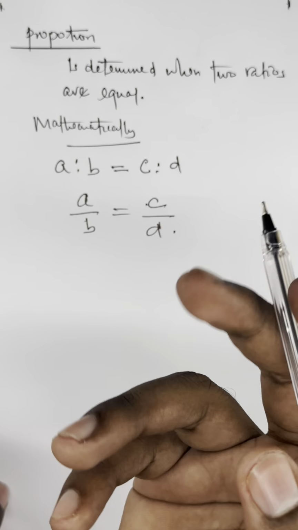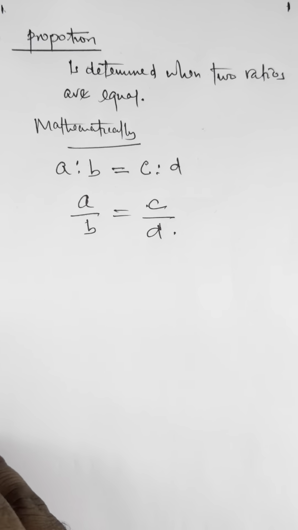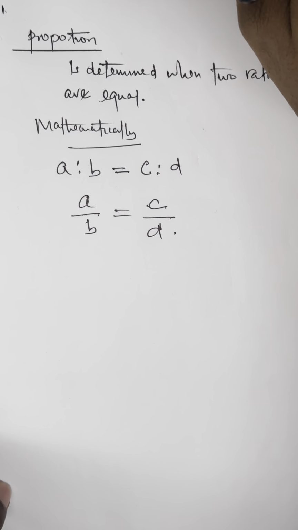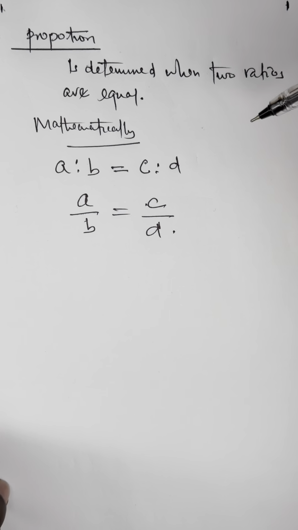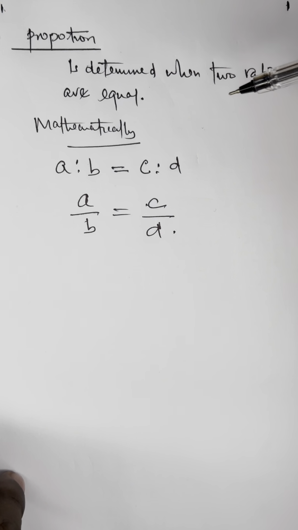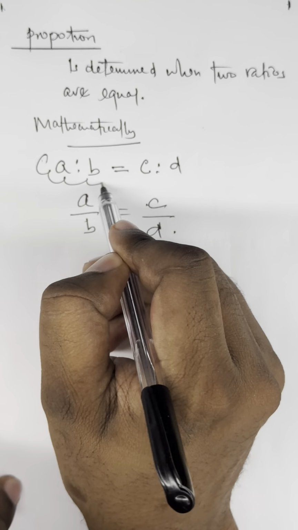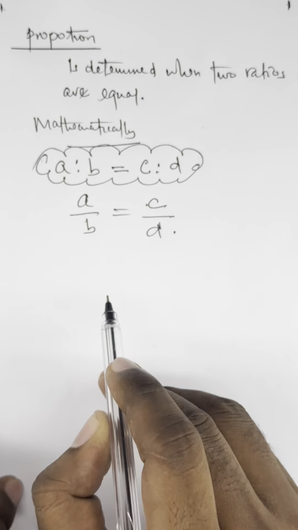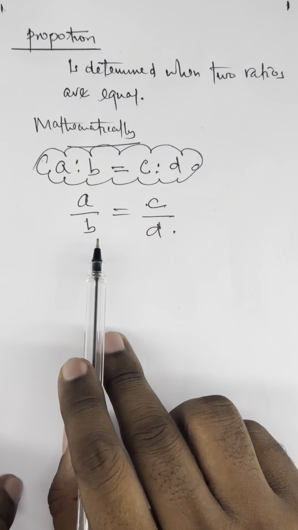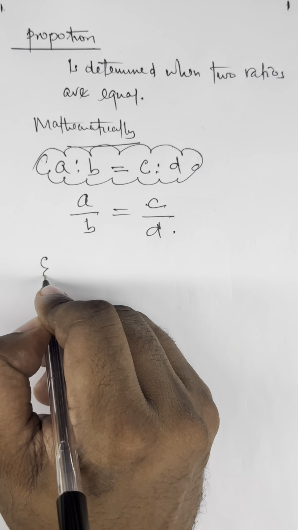When three numbers, let's say A, B, C, are in continuity proportion, the C is called the third proportional. So the third proportional of two numbers A and B is defined as this one, and can be expressed mathematically in this format.